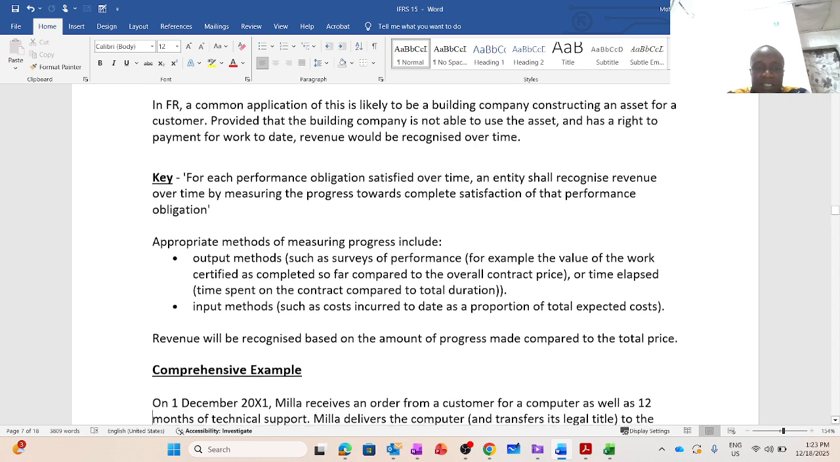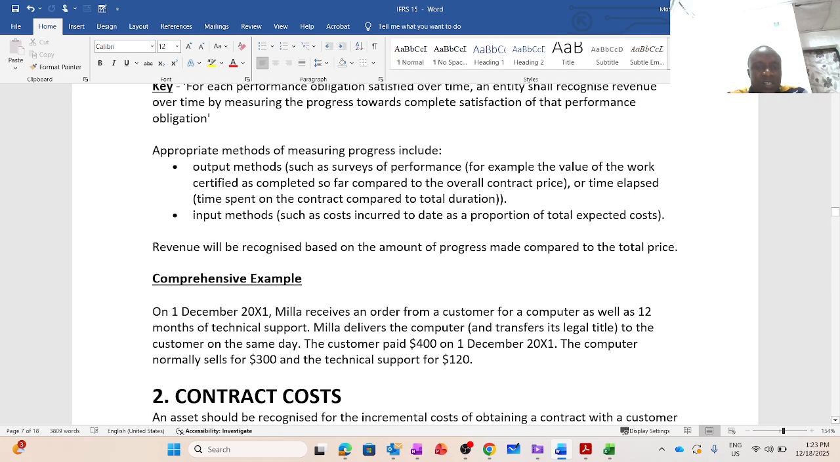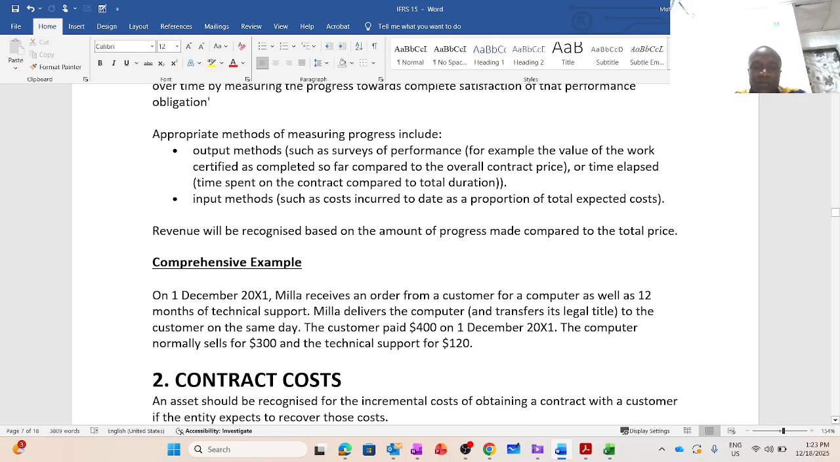So in our next session, you can go through this particular comprehensive example. I'm not going to solve it now. When we do the live online session, we're going to solve this comprehensive example from stage 1 to stage 5. But basically, let me give you a preamble of the question. On 1st December 2021, Miller received an order from a customer for a computer as well as 12 months of technical support.